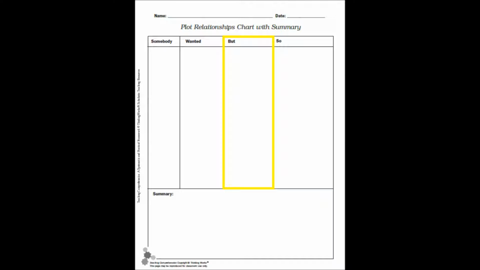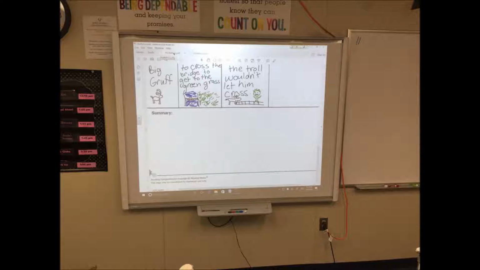In the column named But, I stressed that this is where the problem or conflict happens. I asked the students, what problem did Big Gruff have in the story? I then wrote their responses in that column. The troll wouldn't let him cross. Again, I tailor the semantic map to meet the needs of my students by allowing them time to illustrate.